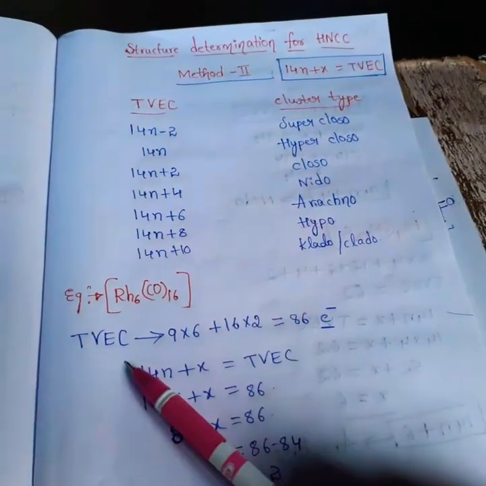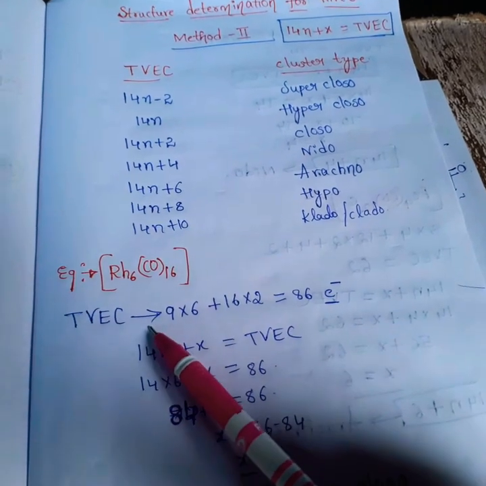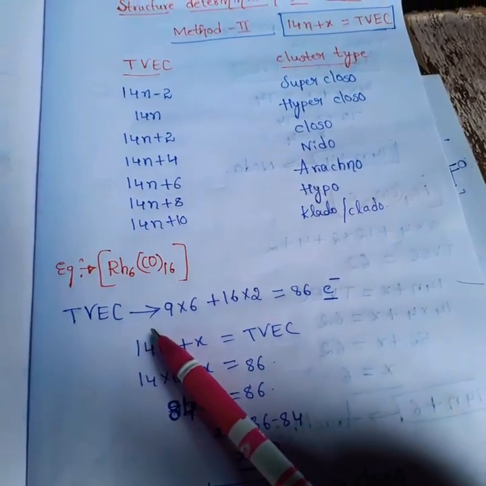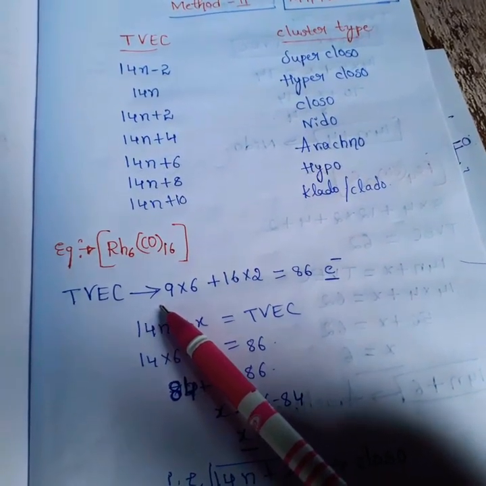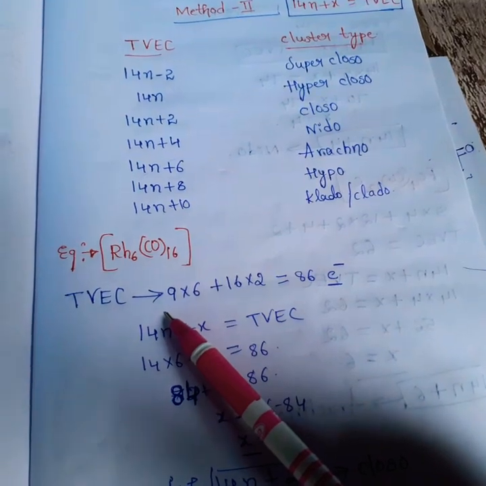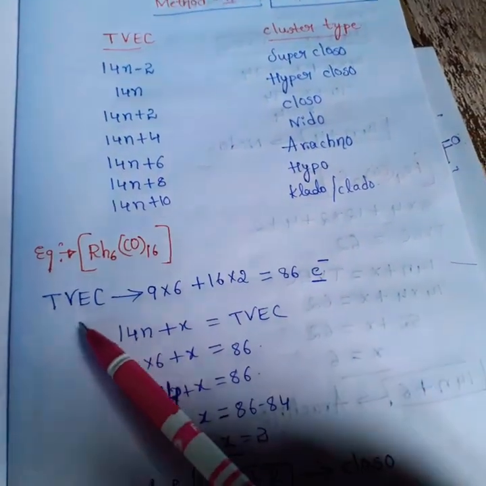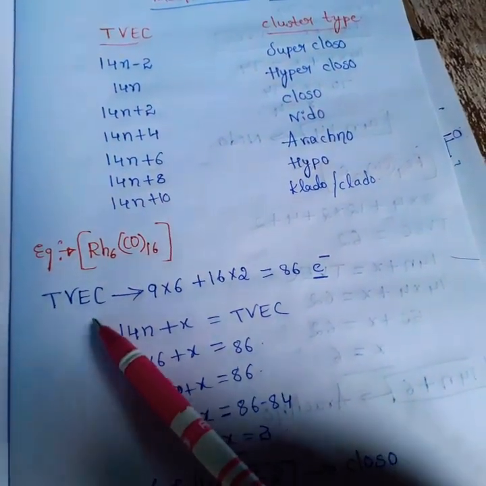First of all, we have to calculate total valency electron count. In our first method, which we discussed in our previous class, we discussed 3 steps. But here we have only one step, friends, and that is very easy. The first step is the same here: just count total valency electron count.